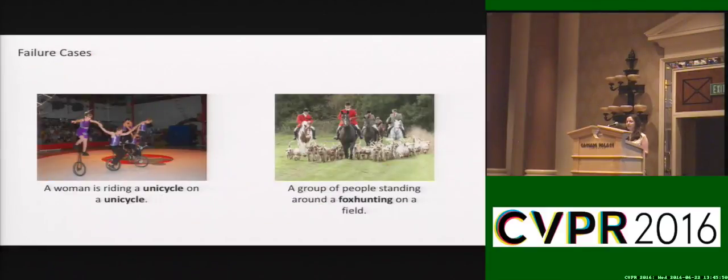Of course, there are some failures. One failure case that we frequently see is the repetition of a word in the sentence. So, for example, a woman is riding a unicycle on a unicycle. And another error we see is incorrect grammar, like a group of people standing around a fox hunting on a field.